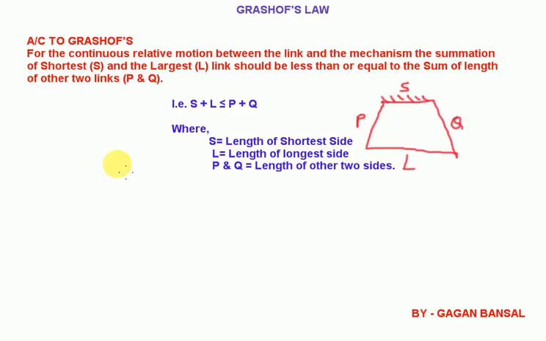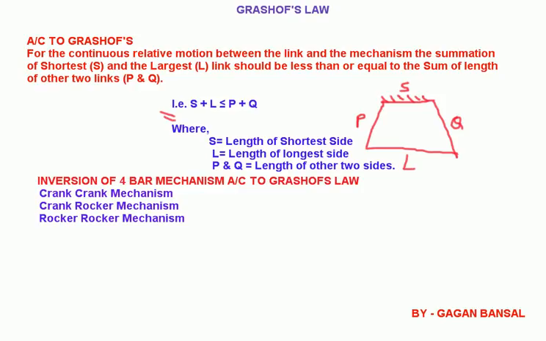Based on this equation, Grashof identified different inversions of the kinematic chain, that is, 4-bar kinematic chains. According to Grashof, there are basically three types of inversions: the crank-crank mechanism, the crank-rocker mechanism, and the rocker-rocker mechanism. So how will you identify the various inversions of the mechanism? There are different conditions.